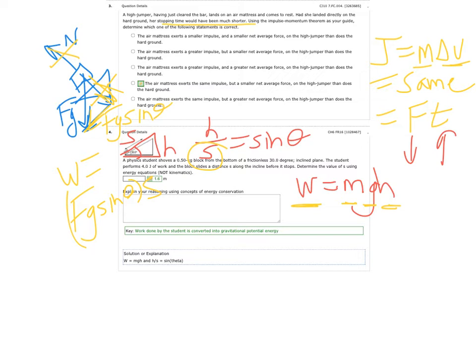I would not do it that way, but if you really want to, you could do it that way. This is an example where you can't just say work equals F x cosine theta, because see, it's sine theta in this case. So anyways, I think this is the easier way.